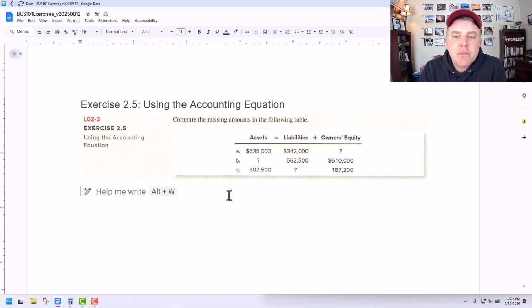All right, so the problem says compute the missing amounts in the following table. And then it gives us the accounting equation at the top of the table. So we have assets are equal to liabilities plus owner's equity.